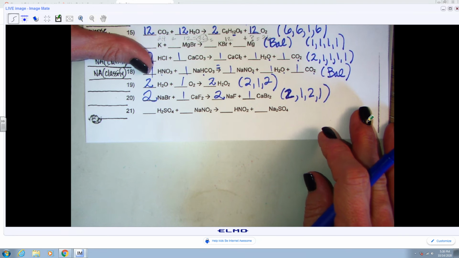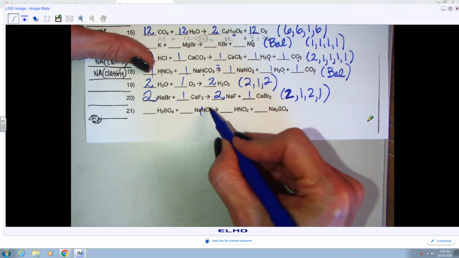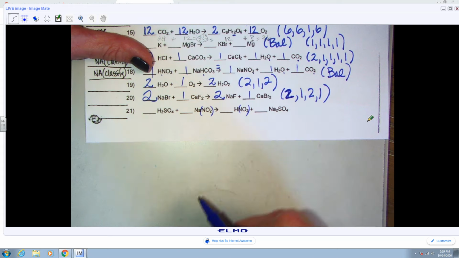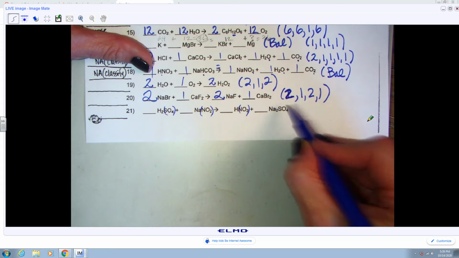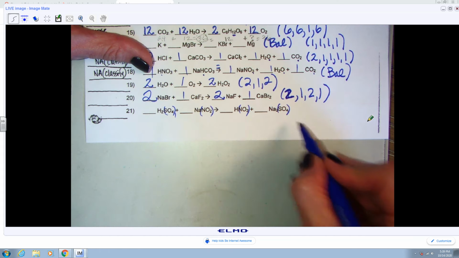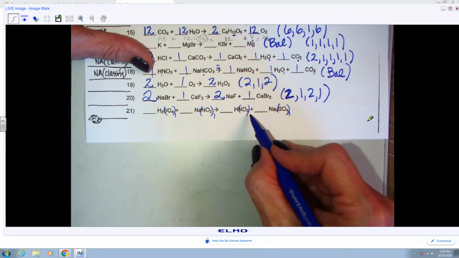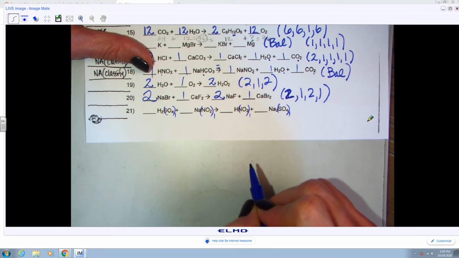Last one, number 21. All right, so I see the nitrite showing up on both sides. I'm going to put parentheses around those. I see sulfate showing up on both sides exactly the same. That'll save you some time because there's 1 sulfate here, 1 sulfate here, so the sulfates are balanced. There's 1 nitrite here and 1 nitrite there, so the nitrites are balanced.